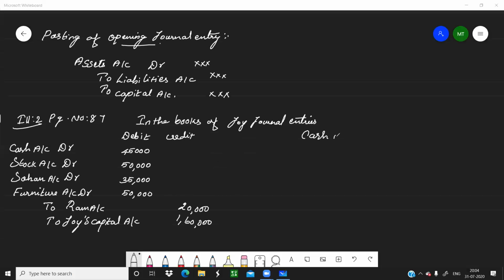First, cash account. First one, date, then particulars, then LF, then amount. Next date, particulars, LF, then amount. That's all. So first date, 2017.